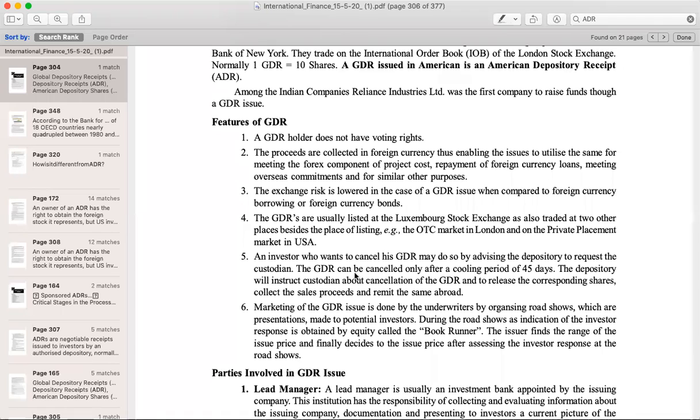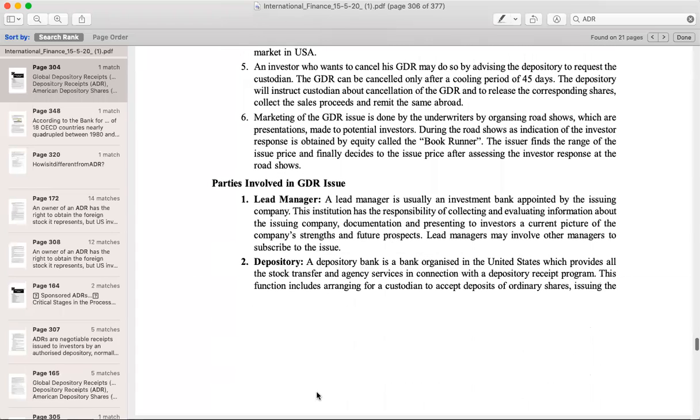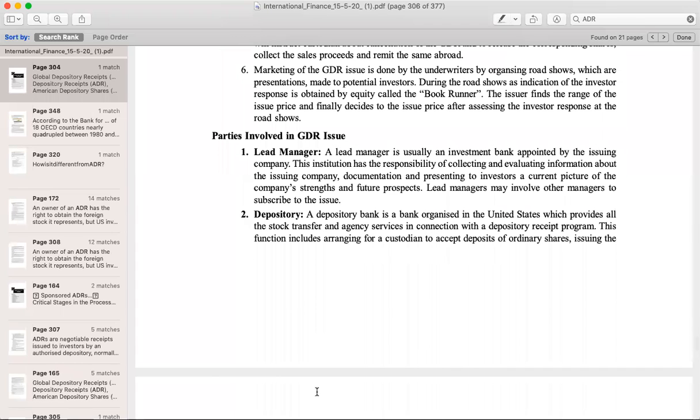So now coming to the parties involved, we said lead managers. Lead managers could be an investor, could be an investment bank, right? And they are responsible for collecting the forms, evaluating the information about the company and documentation, and helping the people understand the prospects of the company in the land, potential of the industry, etc.